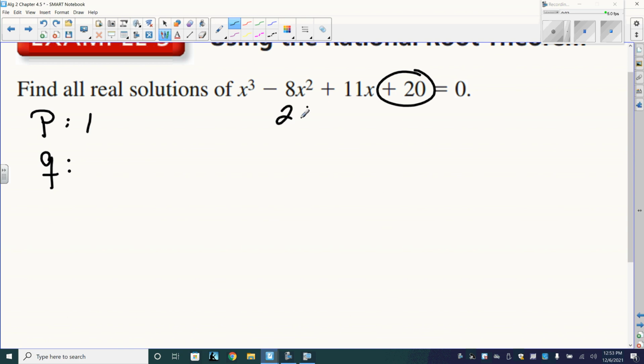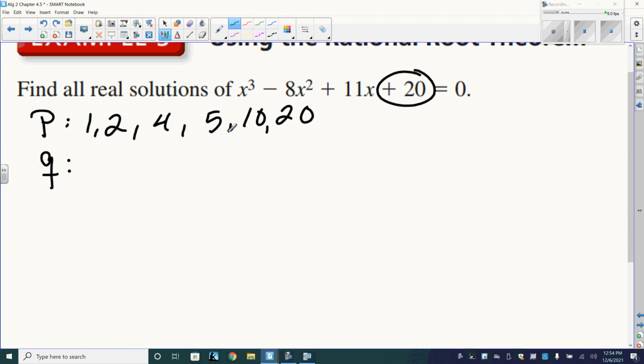Well, we'll have 1 and 20. What else did we have? 2 and 10. And these here would be all the possible factors of 20. So that would be all of our factors of the constant term. Any questions on this here so far?